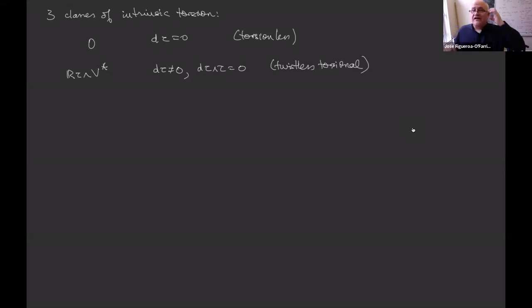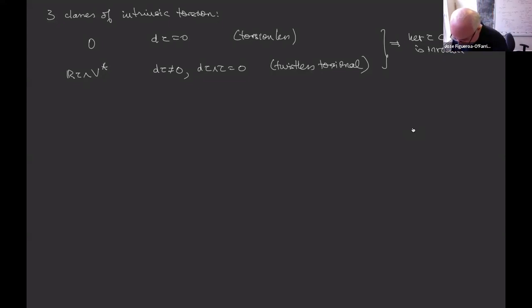So what that says is that in either of these two cases, when d tau is zero or tau wedge d tau is zero, the kernel of tau is an involutive distribution, right? So in both of these cases, ker tau in TM is involutive. So a Galilean manifold with either zero intrinsic torsion or twistless torsion is foliated by hypersurfaces, and these would be the hypersurfaces of simultaneity. This is the analog of the hypersurfaces of simultaneity of Galilei spacetime.